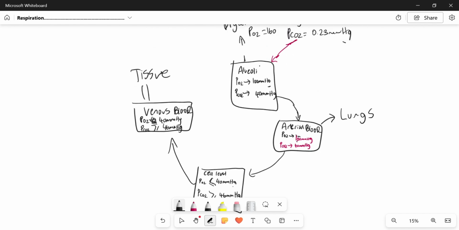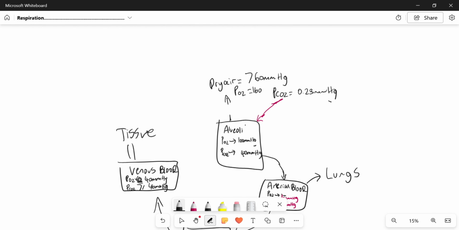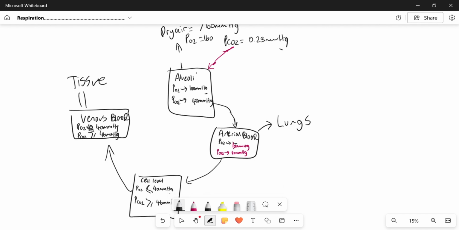That may have seemed like a lot of information, but just a quick summary. So alveoli will fill with air with the partial pressure of oxygen of 100 and the partial pressure of carbon dioxide of 40. The oxygen will diffuse into the arterial blood, which has the same gas pressures as the alveoli, as the gas pressures don't change between the alveoli and the arterial blood.